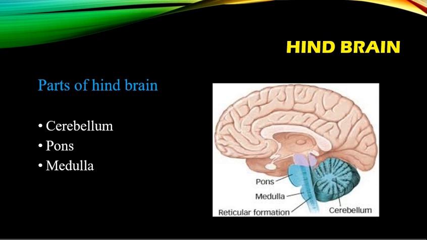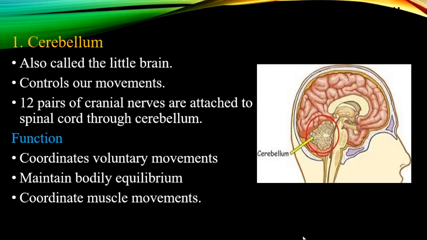Next, let's discuss the next part of the brain, the hindbrain. Okay, hindbrain is divided into three major parts, the cerebellum, pons, and medulla. There are three parts of hindbrain, cerebellum, pons, and medulla. Let's discuss these parts in detail. Cerebellum. Okay, cerebellum is also called the little brain. This part is the cerebellum.